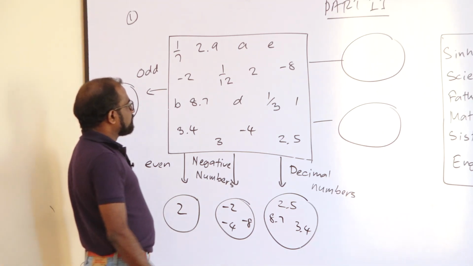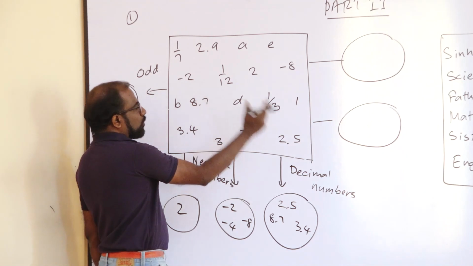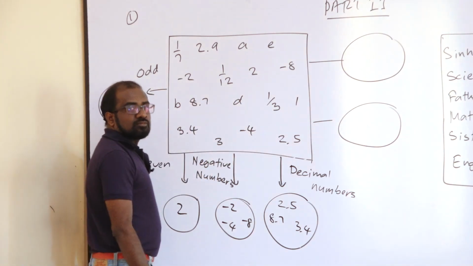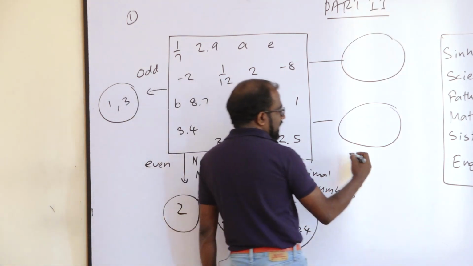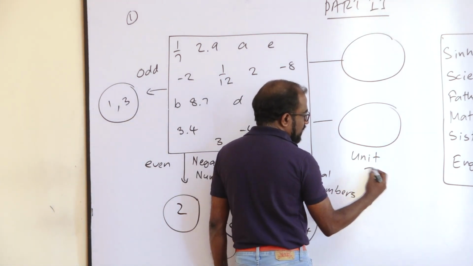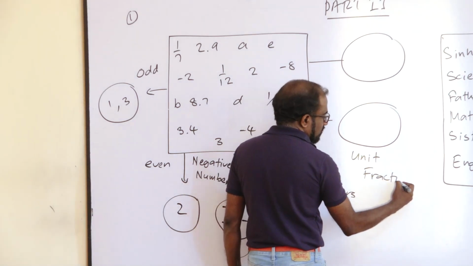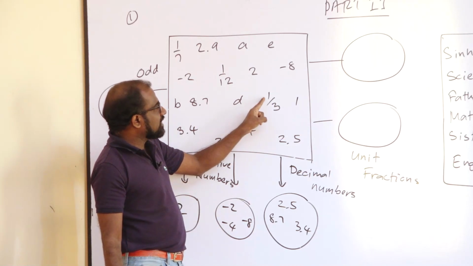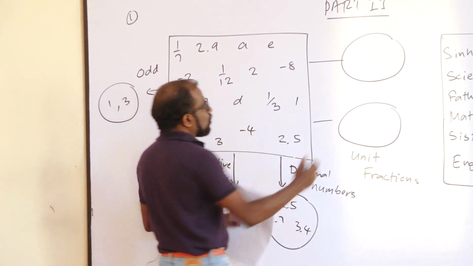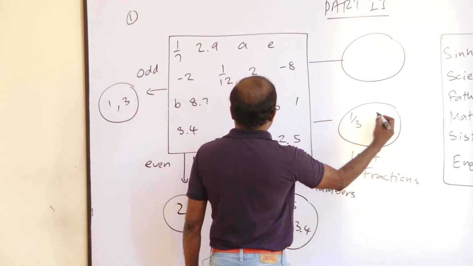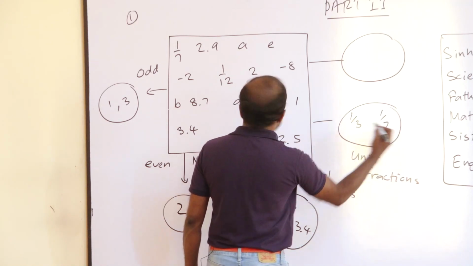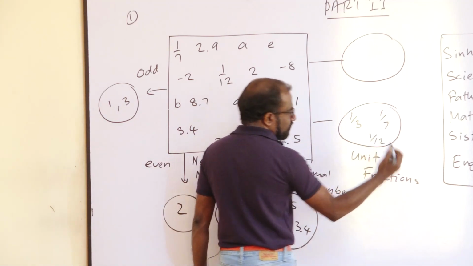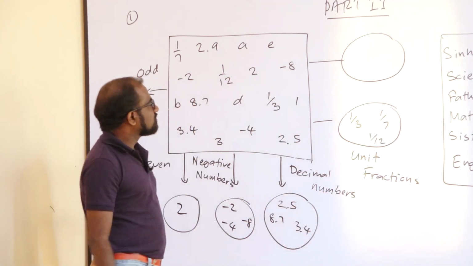What else? Here 1/12, 1/3, 1/7. They are known as unit fractions. Fractions whose numerator is 1. Numerator is 1. So 1/3, 1/7, and 1/12 are unit fractions.